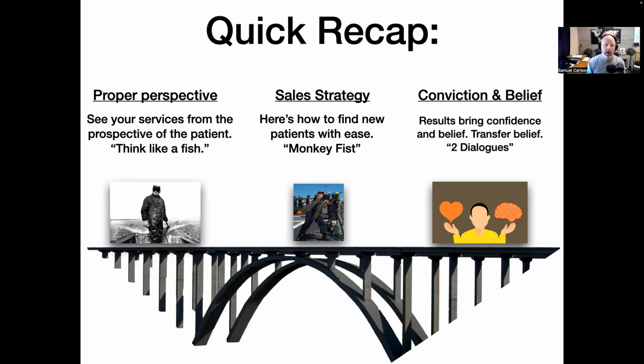If you don't have the proper perspective, you're going to get terrible quality leads. You're going to create offers and ads that will bring in unqualified prospects. If you don't use a monkey fist, you're not going to get very many of them, or you'll have campaigns that work in some months, some places, some locations, but they don't work in others. You have to have that. If you don't have conviction and belief, you're buying leads for nothing.